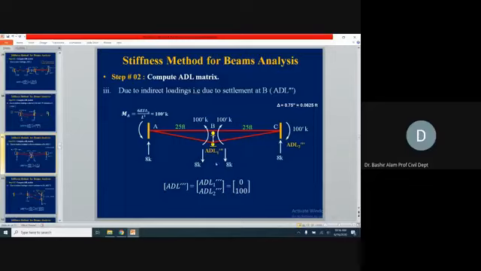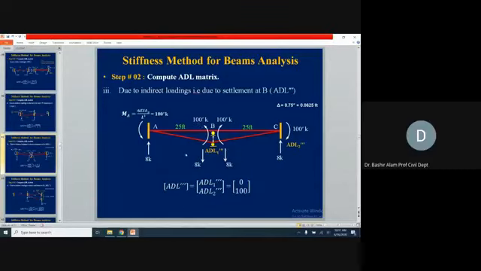The corresponding member end actions will give you the ADL triple prime values. Let's verify this for the AB span. When this settlement comes, how much moment is generated, and in which direction will it try to come back? It means a clockwise moment is generated. If you follow this cursor, this end is trying to come back to its original position. This gives you the sense of this moment.